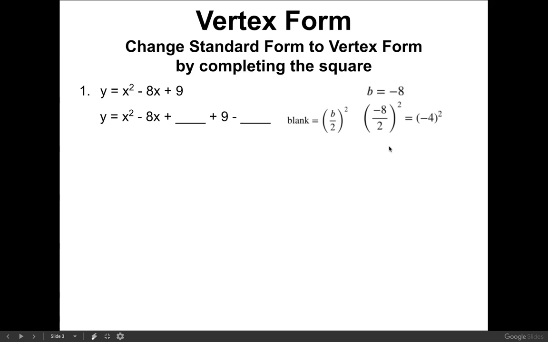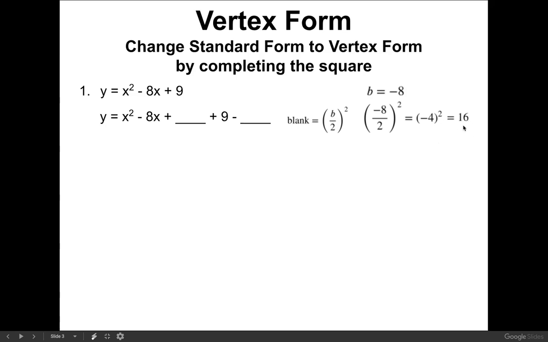So show this step of taking half of the number, that is -4, and then square that. So -4 squared is 16. Be sure if you're squaring this in a calculator that you put parentheses around the -4. Think about negative times negative is a positive.